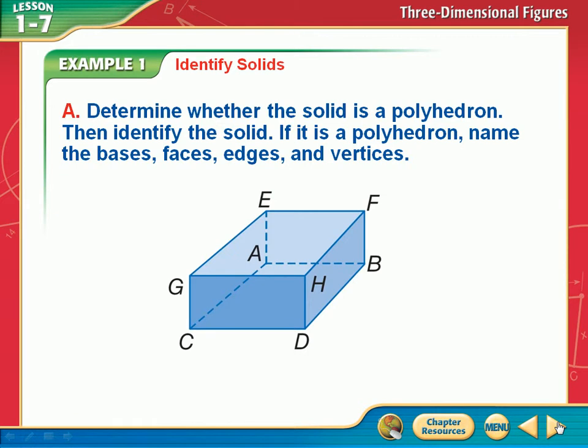Let's look at this example. It says determine whether the solid is a polyhedron. Is it a polyhedron? Yeah, all flat surfaces, right? It's the same on the top and the bottom. So yeah, it's a polyhedron. Identify it. Which kind? Now we had two types of polyhedrons. Which kind is this? This is a prism. That's right. It's a prism. So if it's a polyhedron, name the bases. Which ones are the bases? Well, the top and the what? The bottom.